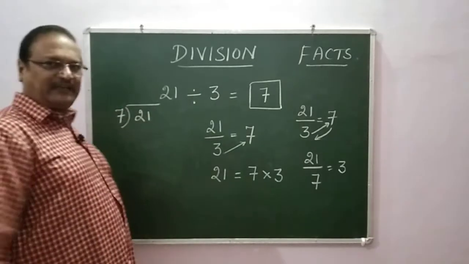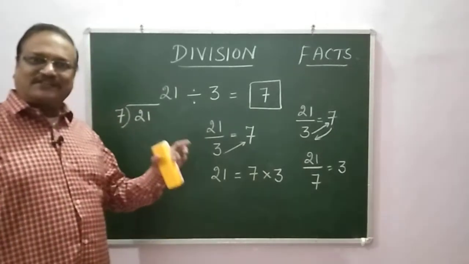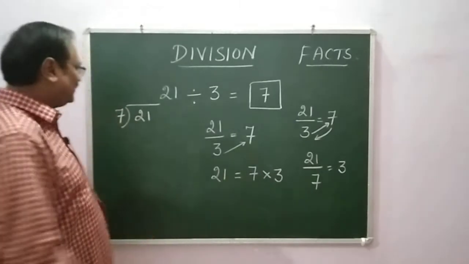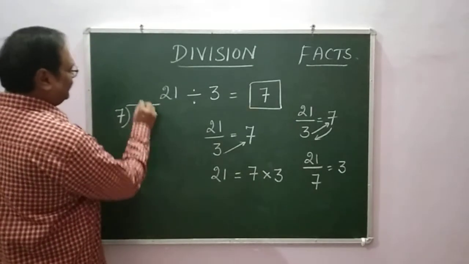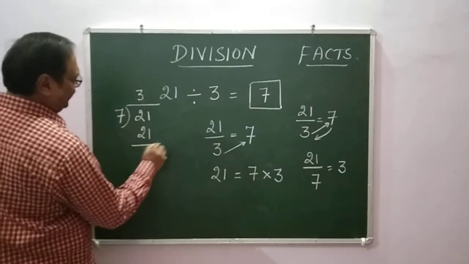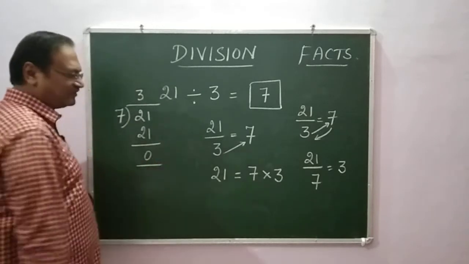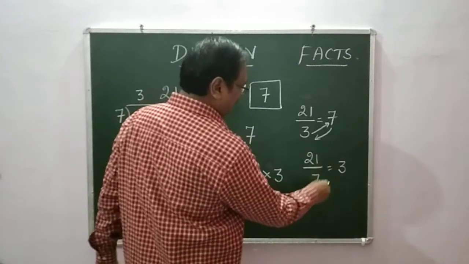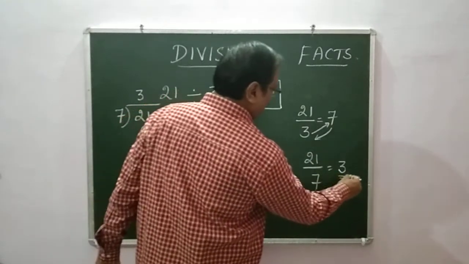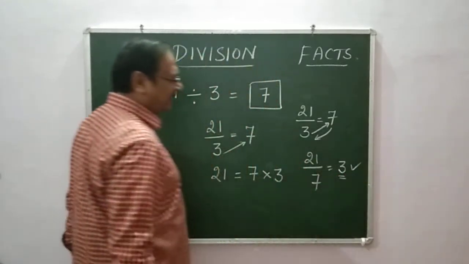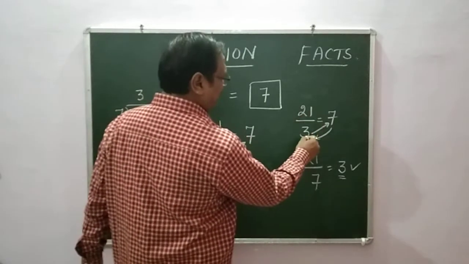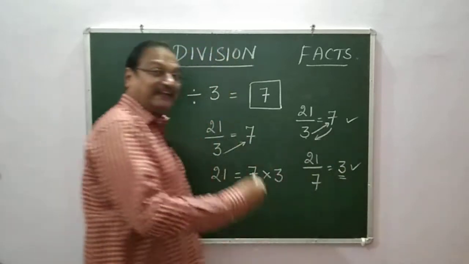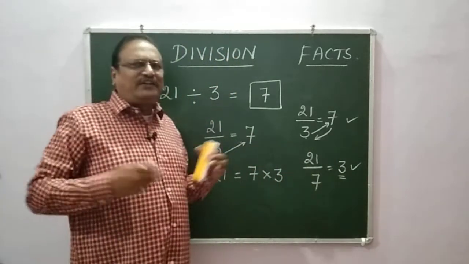Tell the 7th multiplication table. 7 1s are 7, 7 2s are 14 and 7 3s are 21. So 7 3s are 21 and 0 is the remainder. So 21 divided by 7 is equal to 3. And 21 divided by 3 is equal to 7. They get interchanged.